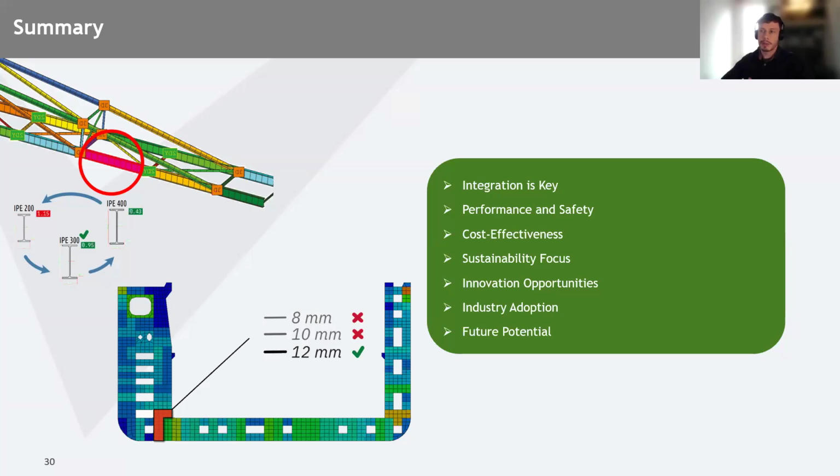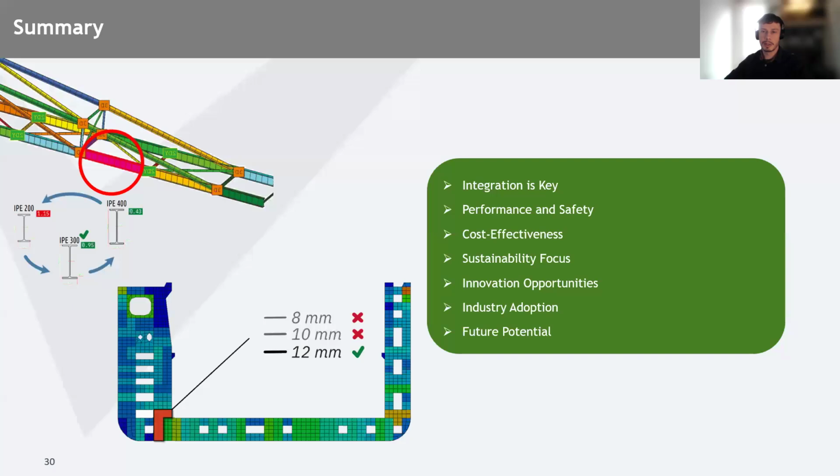So summarizing, integration with your model is the key. What does it mean? Connectivity of your optimization tool within the model is one of the most important things, which can save your time. Just switching between the models, between the software, it allows you to enhance efficiency and, of course, reduce the design process time. Another thing is performance and safety, which leads to improved safety and performance of your structure.